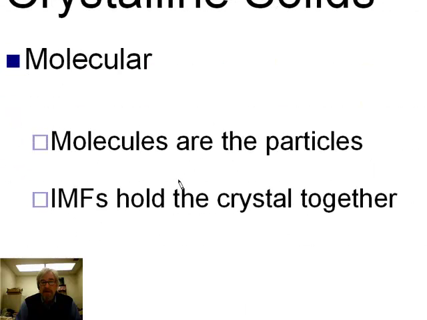Another type of crystalline solid is a molecular solid. In molecular solids, the molecules are the particles that are at the lattice sites. So the little spheres in those generic unit cubes would be molecules of sugar or water or something like that. What holds the crystal together then is intermolecular forces. Now, intermolecular forces are much weaker than ionic bonds, and so we can expect to see different properties for molecular solids.